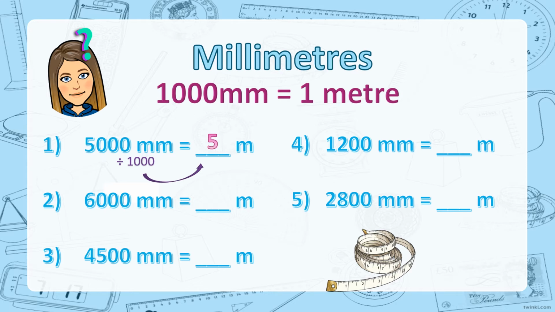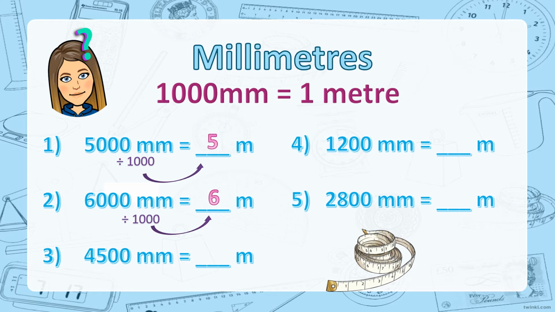How about question number 2? What would 6,000 millimetres be in metres? Now remember, 6,000 millimetres needs to be divided by 1,000. So 6,000 divided by 1,000. What would our answer be? 6. Well done. Now let's try the next one.